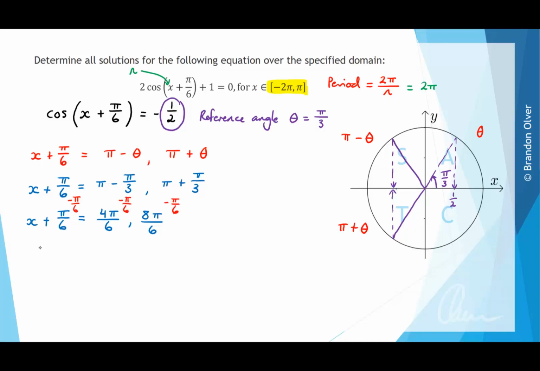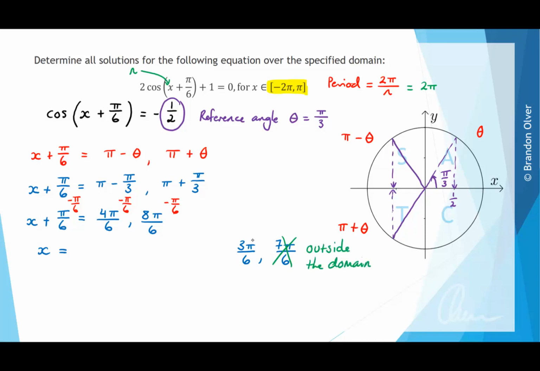And the reason we do that is we want to get x by itself, so we'll have x is equal to, and then we have 4 pi on 6 minus pi on 6, which will give us 3 pi on 6. And for the second part, we'll have 8 pi on 6 minus pi on 6, which is 7 pi on 6. And you'll notice I've left a gap here, and that's because we're going to go and find, hopefully, some more solutions that fit in that domain. At this point, though, we can see that the largest possible value of x for this domain should be pi, which is the same as 6 pi on 6, which means that 7 pi on 6 is outside the domain.